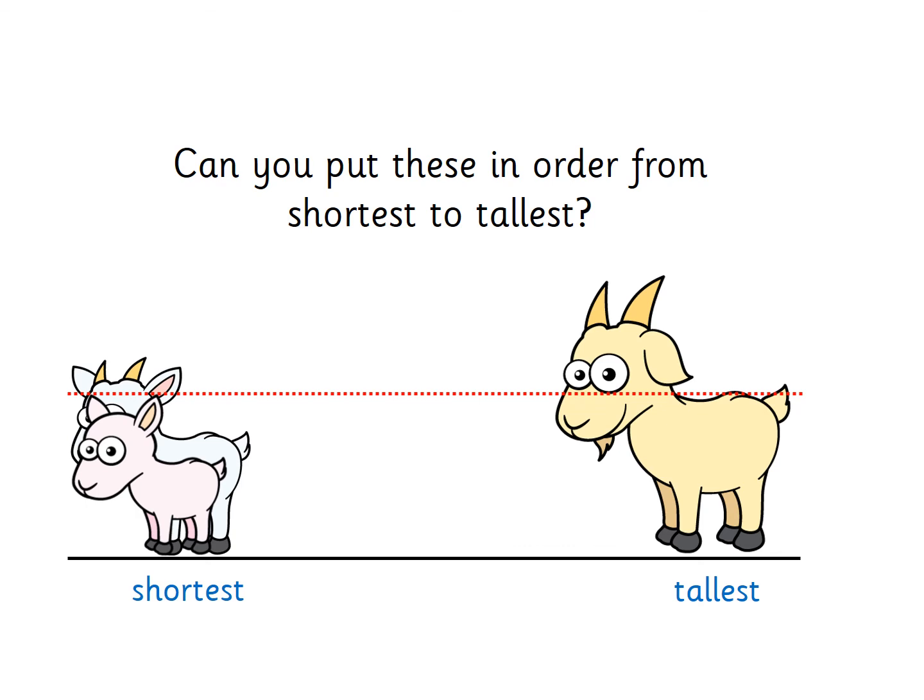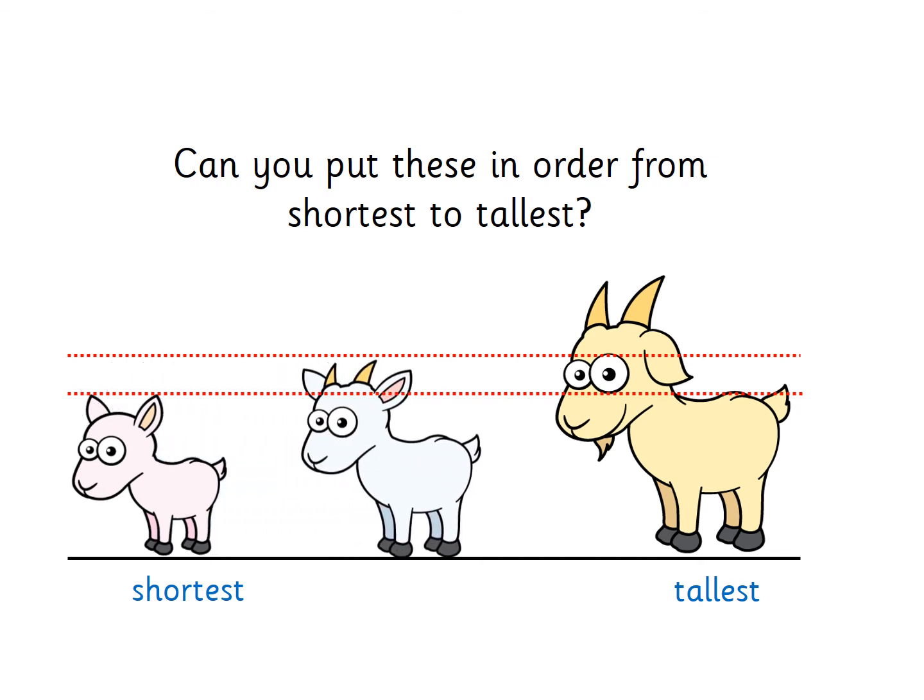Let's have a look which one out of the next two. Which one is the next shortest? Oh, and it stops there at medium goat. Medium goat goes into the middle. And then the tallest goat is at the end. Daddy goat. Big thumbs up if you got that right. Well done.